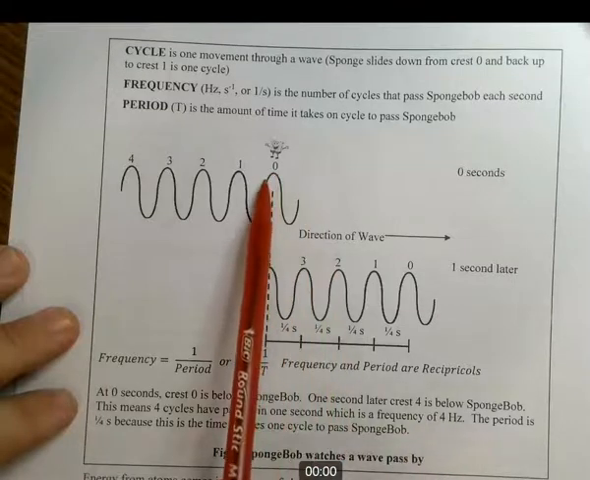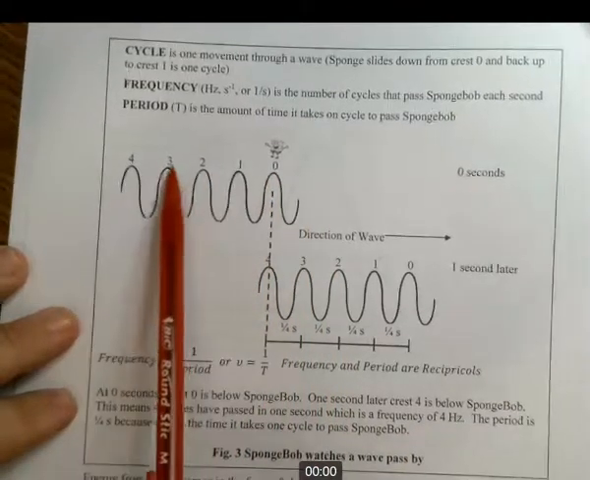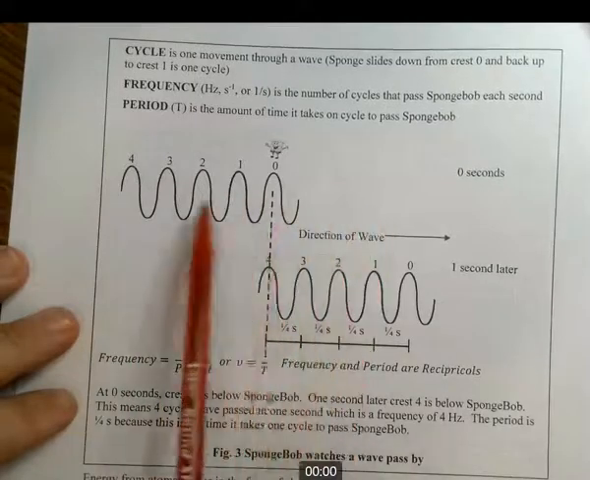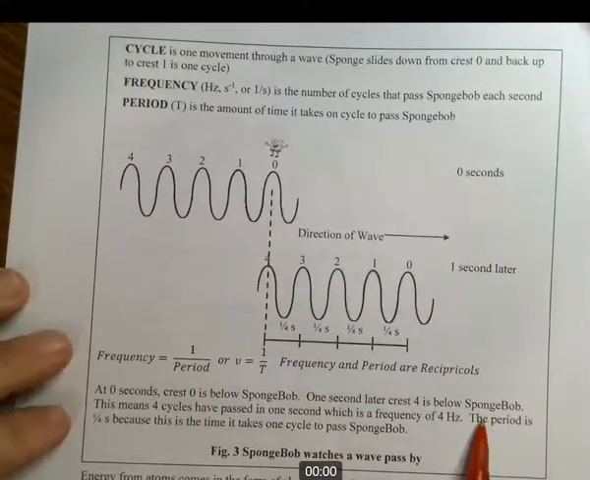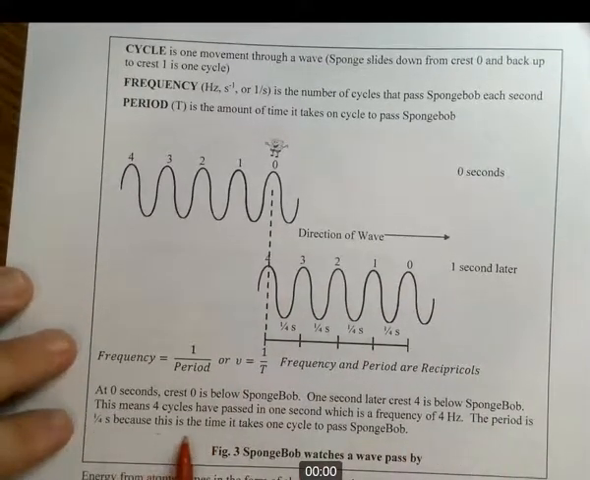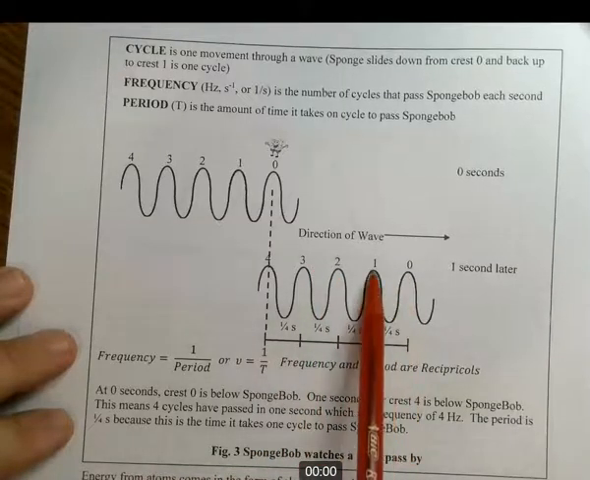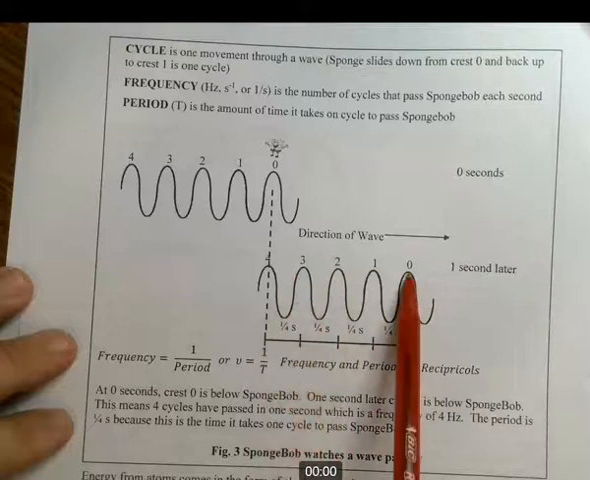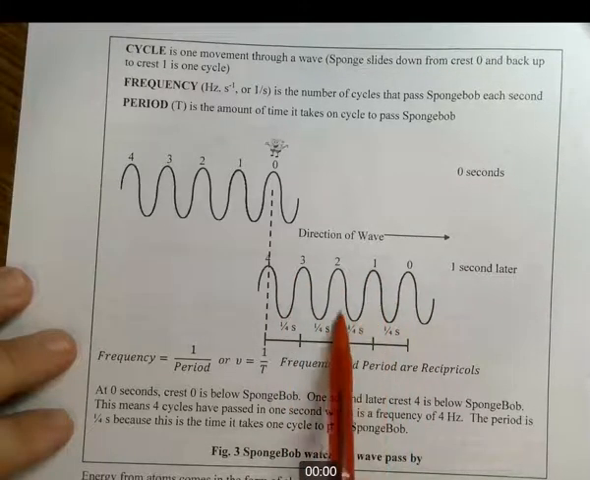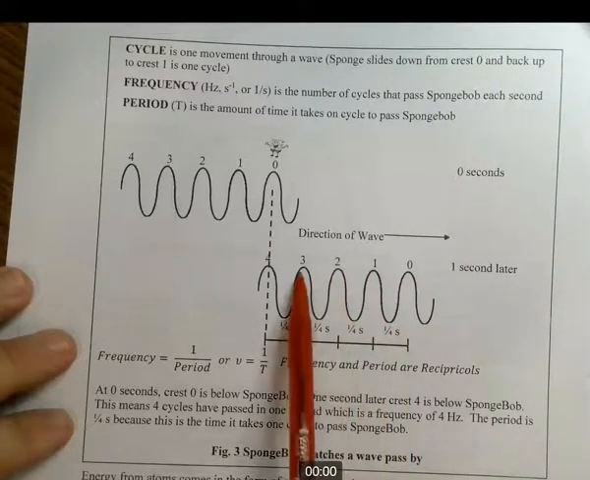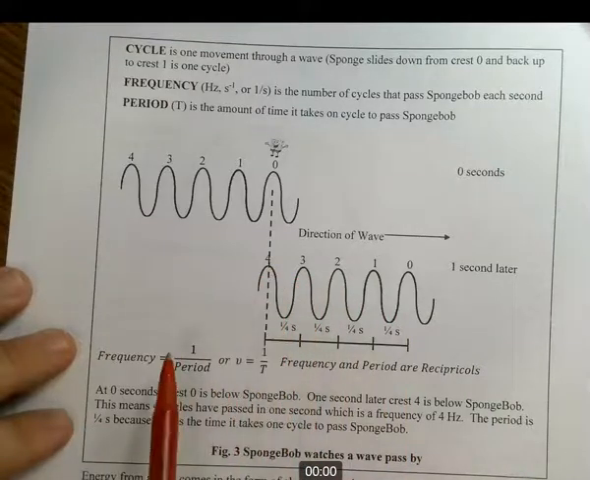So the wave just passed and went 1, 2, 3, 4, except the wave is moving to the right and the 4 is down there. The period is 1/4 because this is the time it takes 1 cycle. So in other words, if 4 cycles pass in 1 second, then each cycle takes 1/4 of a second, another 1/4 is 1/2 a second, another 1/4 is 3/4 of a second, and another 1/4 is 1 full second.